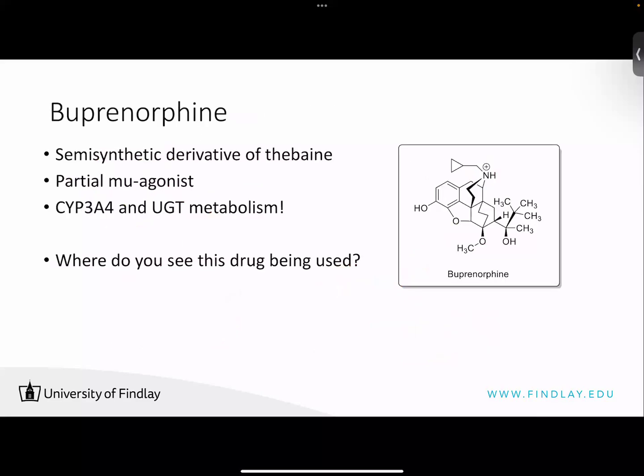All right. And then let's end with this molecule, buprenorphine. Are you familiar with buprenorphine?